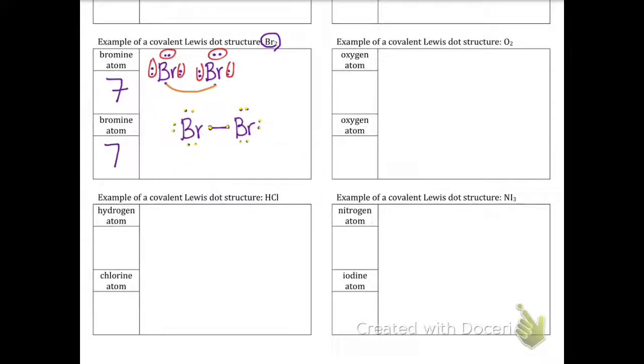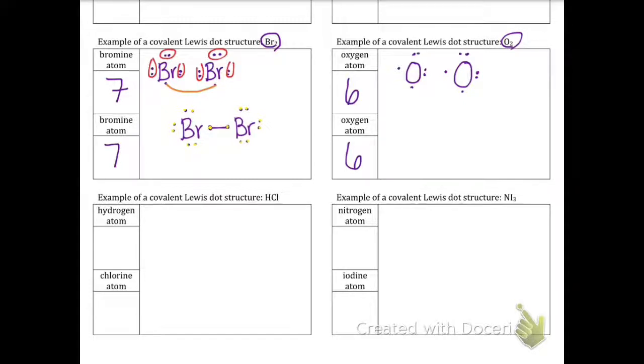Here's O2. Oxygen is in the 6th column, so it has 6 valence electrons. There are 2 of them. All right, so let's draw oxygen. So that's 1, 2, 3, 4, 5, 6. Here's another oxygen. 1, 2, 3, 4, 5, 6.